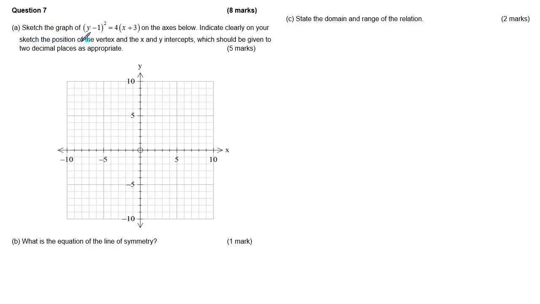Sketch the graph of (y − 1)² = 4x + 3 on the axes below. Indicate clearly on your sketch the position of the vertex and the x and y intercepts, which should be given to 2 decimal places as appropriate.